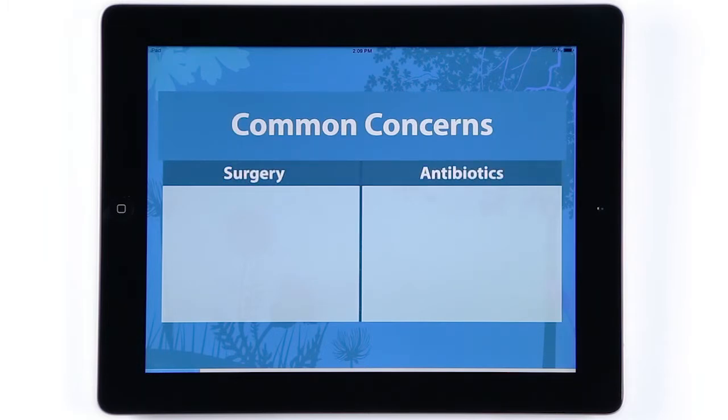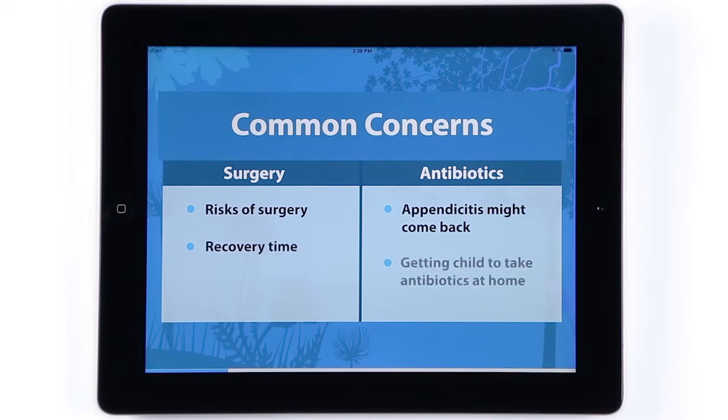With surgery, concerns of parents and children often have to do with the risk of surgery or the recovery time. With antibiotic treatment, a common concern is the risk that the appendicitis might come back. In addition, some parents are concerned about getting their child to take antibiotics at home.